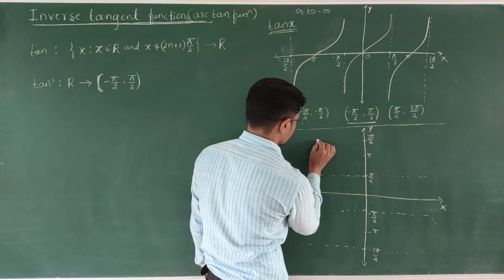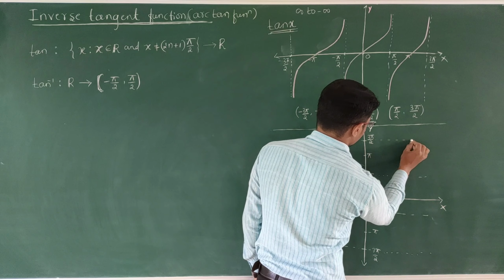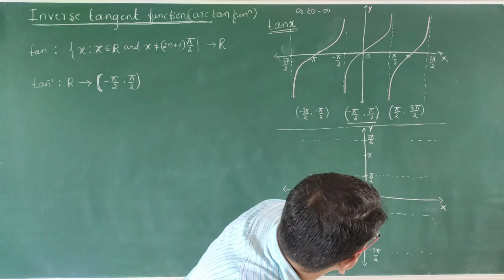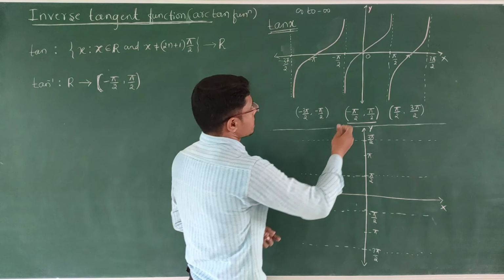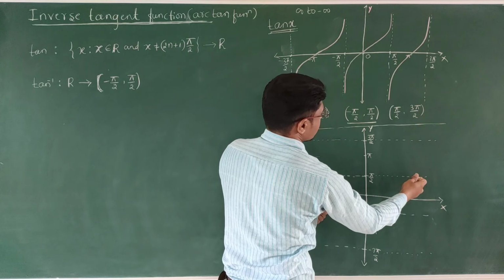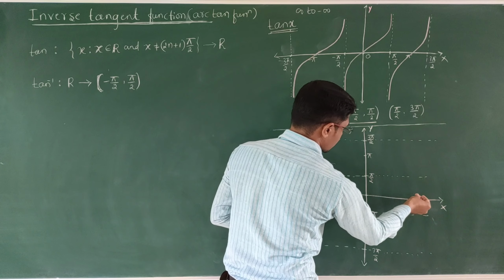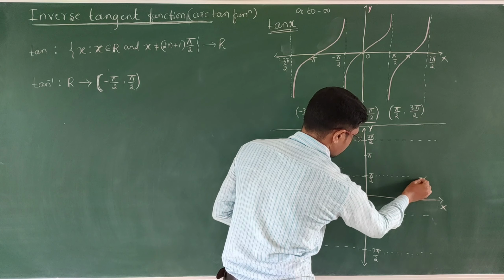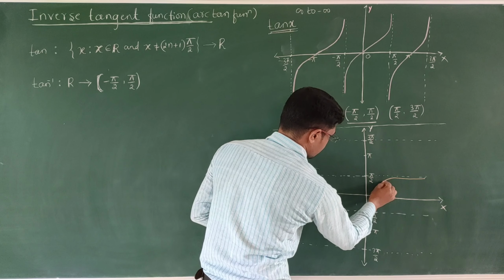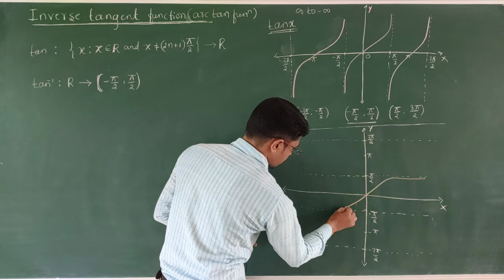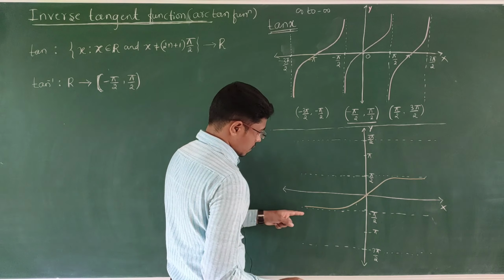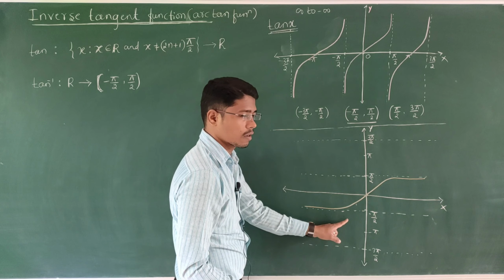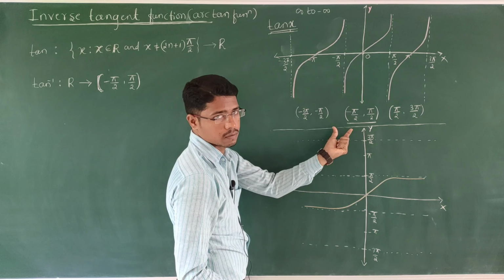Next, now draw the graph. See the graph, just keep it here like a reverse, make it reverse. These graphs never touch these lines, that's why these are open brackets.